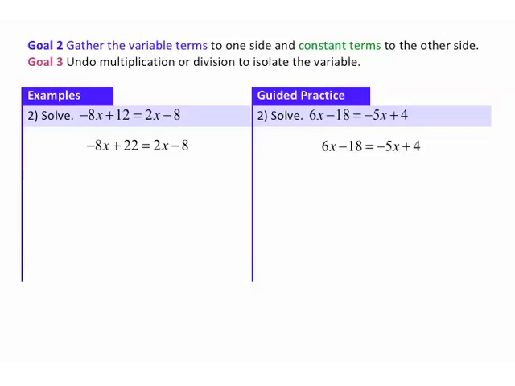Now let's take a look at an example that will help you understand how to use goals 2 and 3 to isolate a variable and solve an equation. Example 2. We're asked to solve this equation, and you can see that I have variable terms on both sides. On the left side, I have a -8x, and on the right side, I have a positive 2x. So I want to use goal 2, which is first, gather the variable terms to one side. So I'm going to move the smaller variable term, which is that -8x. So to move that -8x, I'm going to add 8x to both sides.